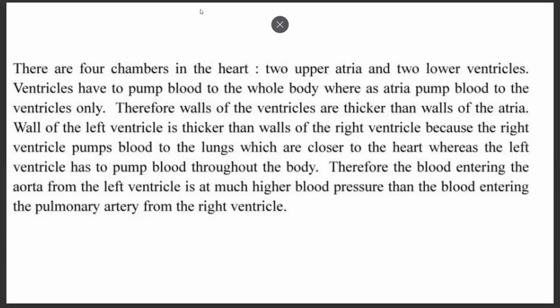Because the right ventricle pumps blood to the lungs, which are closer to the heart, whereas the left ventricle has to pump blood throughout the body. Therefore, the blood entering the aorta from the left ventricle is at much higher blood pressure than the blood entering the pulmonary artery from the right ventricle.